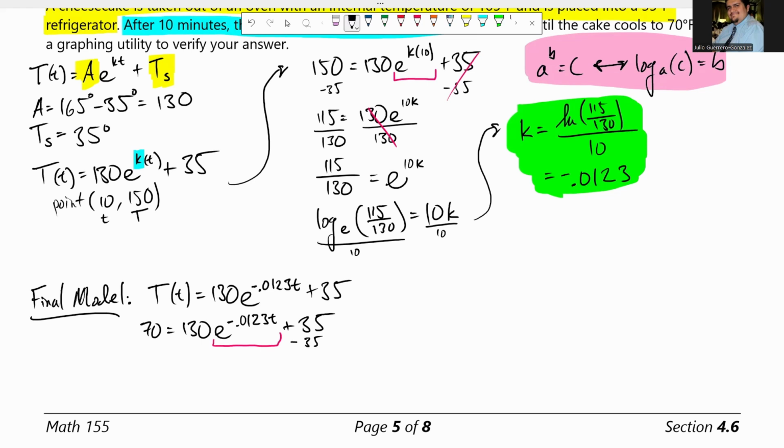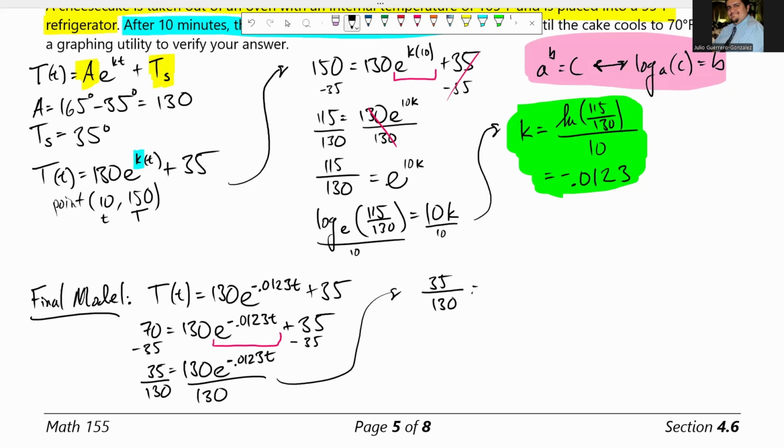Minus 35. So this is going to be 35 is equal to 130 e to the negative 0.0123 t. Divide by 130. So 35 over 130 is equal to e to the negative 0.0123 t. We have it in the exponential form.